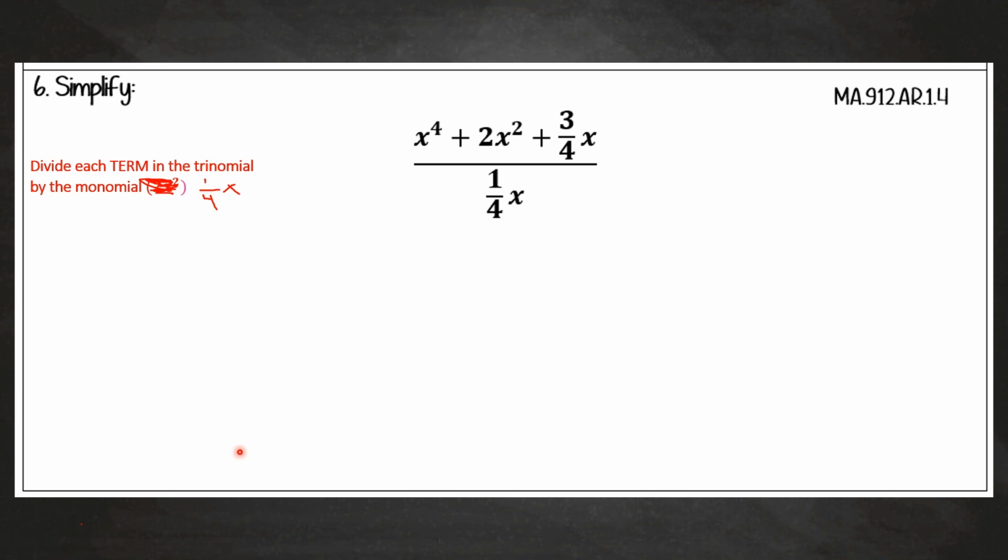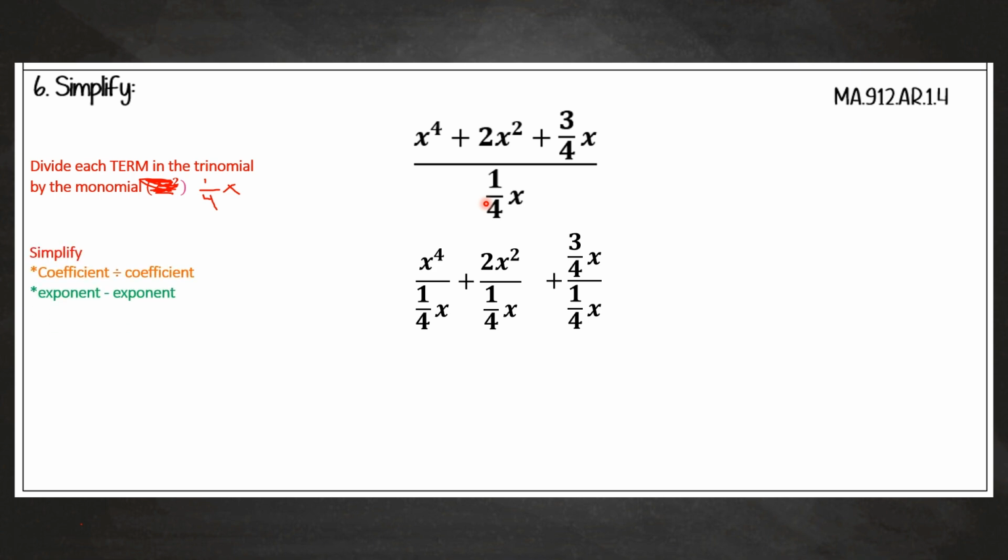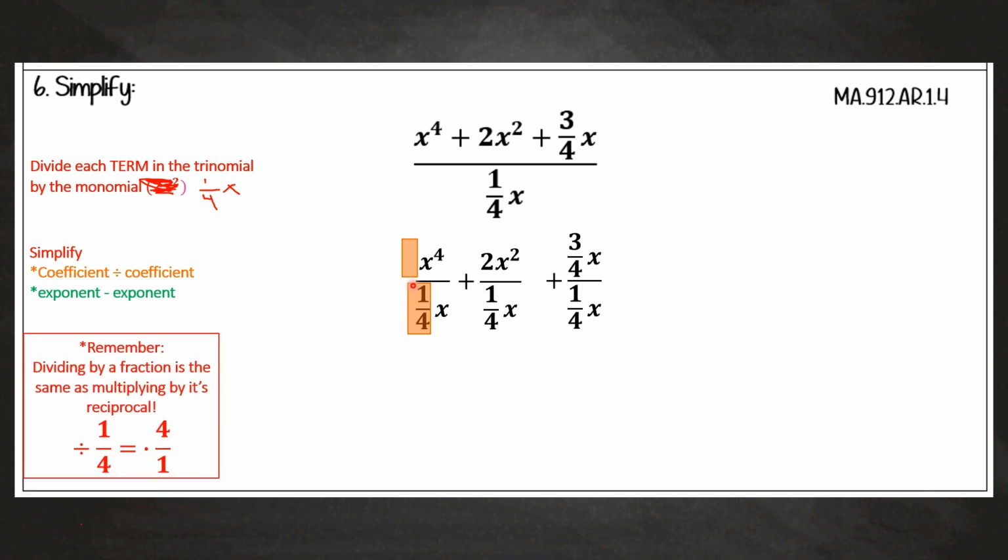All right. So here we have x to the power of 4 divided by 1/4 x plus 2x to the power of 2 divided by 1/4 x, 3/4 x divided by 1/4 x. Again, coefficient divided by coefficient, exponent minus exponent. So here, I want you to be careful. Remember, we have 1 and we're going to be dividing by 1/4. So when we are dividing by 1/4, we are actually multiplying our coefficient times 4. So that's going to become 4. However, our exponents, it does not change what happens to our exponents.